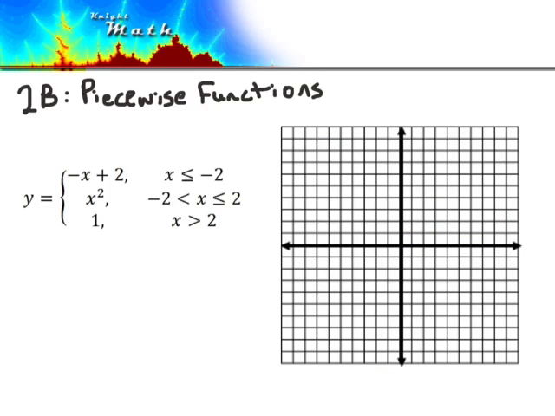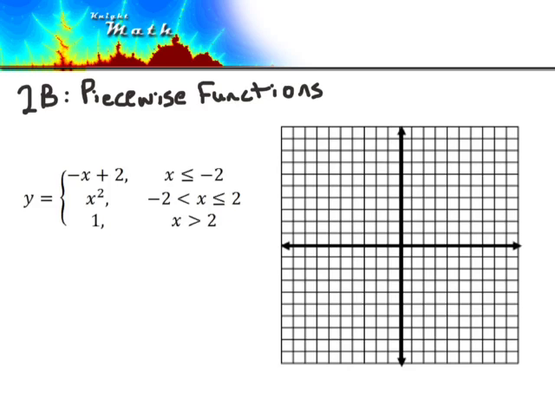Now we're going to look at an example of a piecewise function. A piecewise function is just a function that's put together with a bunch of little pieces. So we have one piece here, y equals negative x plus 2, and we know that's going to be a line. We have y equals x squared, that's going to be a parabola. And we've got y equals 1, we know that's going to be a horizontal line. And so we call this a piecewise function because it's pieced together.